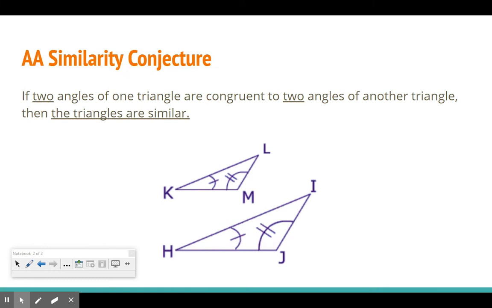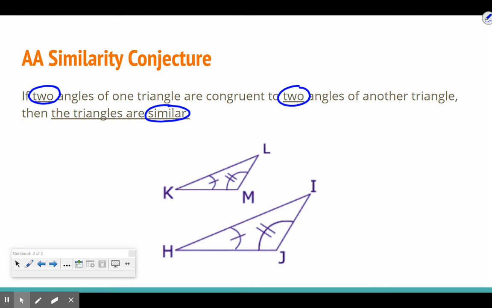First conjecture is the angle-angle similarity conjecture. Unlike our congruent shortcuts that we had in chapter 4, angle-angle was not one of the congruent shortcuts. However, it does work when we have similar triangles. And we only need 2 of those angles, not 3. We only need 2 that are congruent to the other 2 in another triangle. Then we can say that the triangles are similar. So we only need to know 2 of them are congruent.